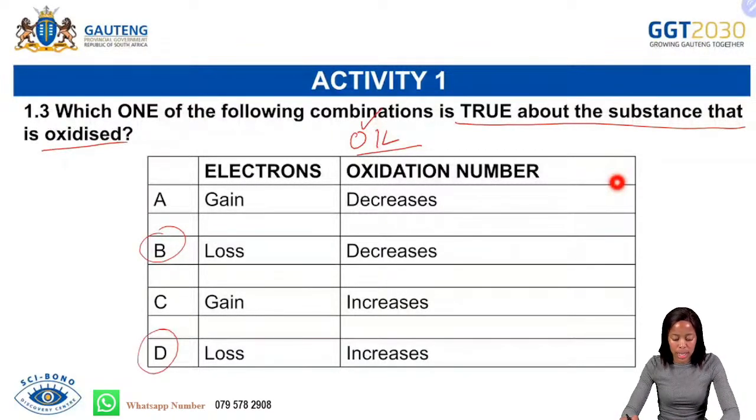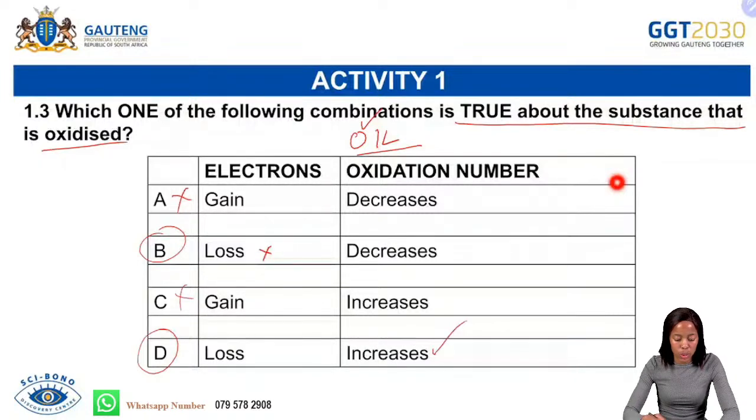So we have 2 gains and 2 losses. So the first thing is we are going to eliminate A, and then we're going to eliminate C as well there. So if oxidation is loss, number 2, what is it that we know about the oxidation number of a substance that is oxidized? So number 2, we know that the oxidation number does what? The oxidation number increases. So it therefore means that we're also going to eliminate what? We're also going to eliminate what?